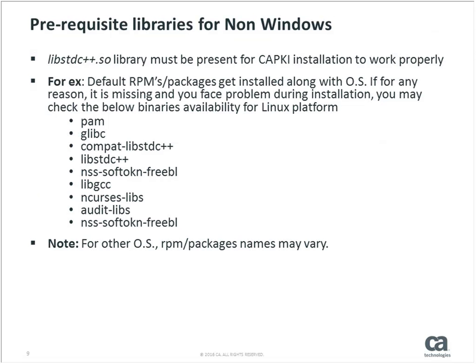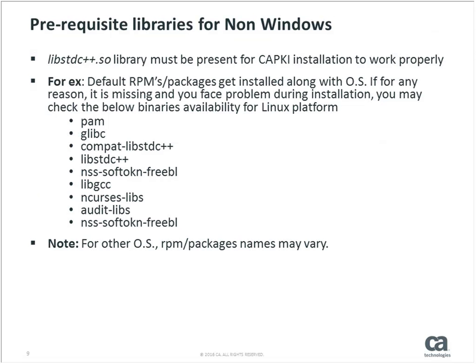And coming to prerequisite libraries for non-Windows, to install CAPK, you need the libstdc++.so library on your non-Windows machine. Sometimes when you are installing CA Harvest SCM components, if you get any issues with OS-specific libraries, make sure the particular OS libraries are installed on your non-Windows machine. Here I would like to quote examples for the Linux platform. Make sure PAM, GDC, libstdc++ etc. libraries or RPMs are installed on your non-Windows machine.